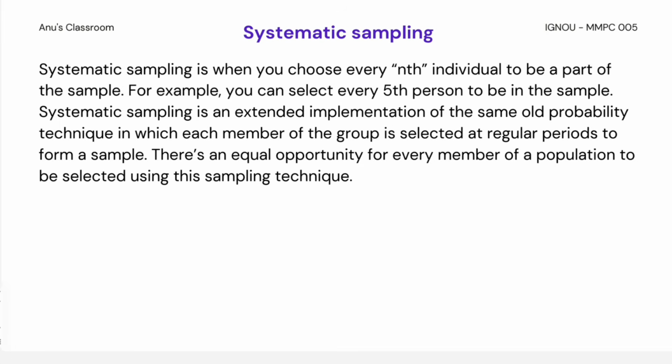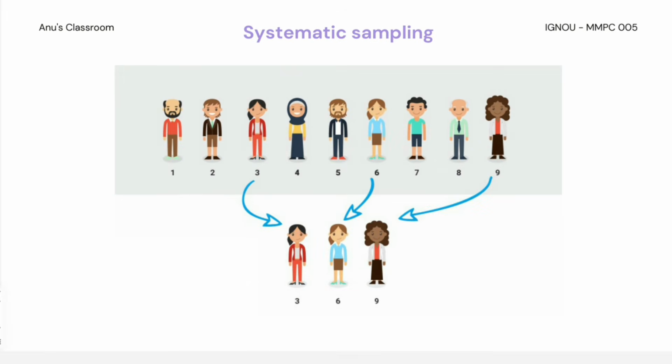Okay, systematic sampling, as we said, is selecting every nth item of the population. Like if you have 1 to 9, maybe we'll start with 3 and choose every third sample. That means we'll select the third, the sixth, and then the ninth, and this is our sample data.